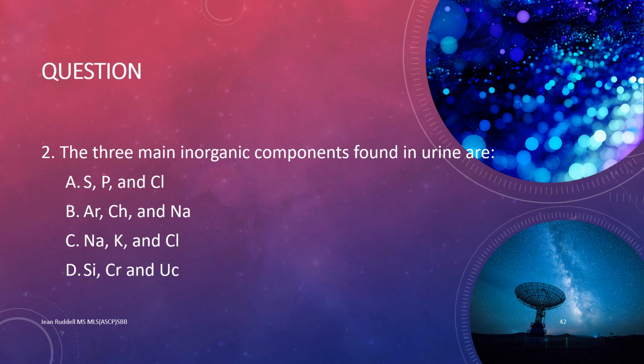Question 2. The three main inorganic compounds found in urine are either A, S, P, and Cl, B, Ar, CH, and Na, C, Na, K, and Cl, D, Si, Cr, and Uc. The answer is C, sodium, potassium, and chloride, which are Na, K, and Cl.